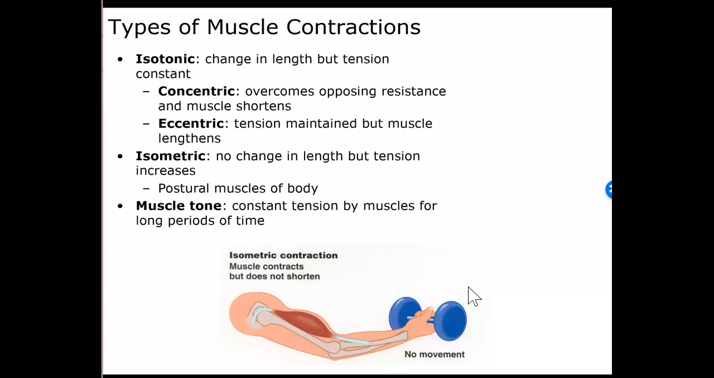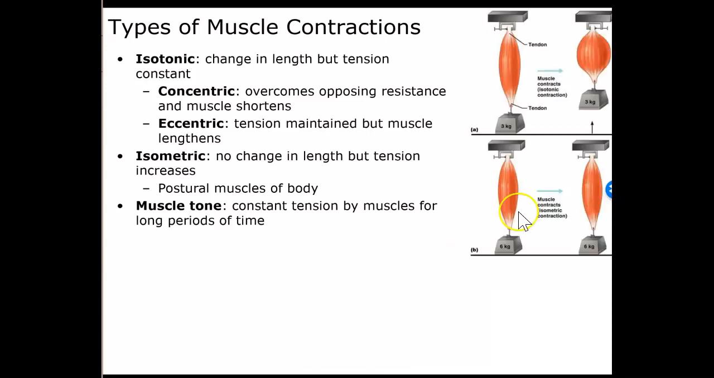The other thing I want to quickly talk about is muscle tone. This is constant tension by our muscles for long periods of time, and this is due to a small percentage of all motor units contracting out of phase with one another. So some are contracting and then relaxing and vice versa. Here's another great illustration showing you isotonic contractions. We've got concentric contraction here and eccentric contraction here.